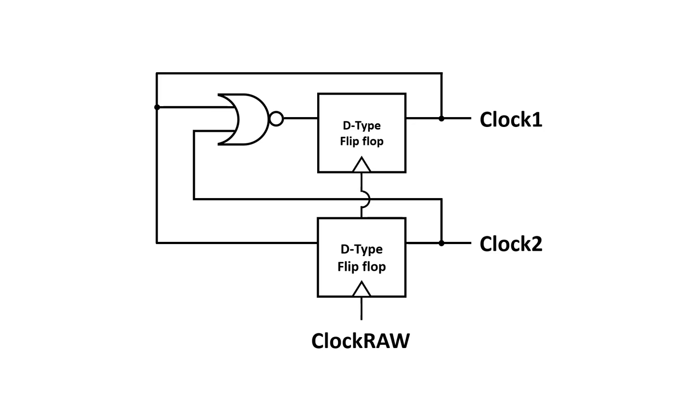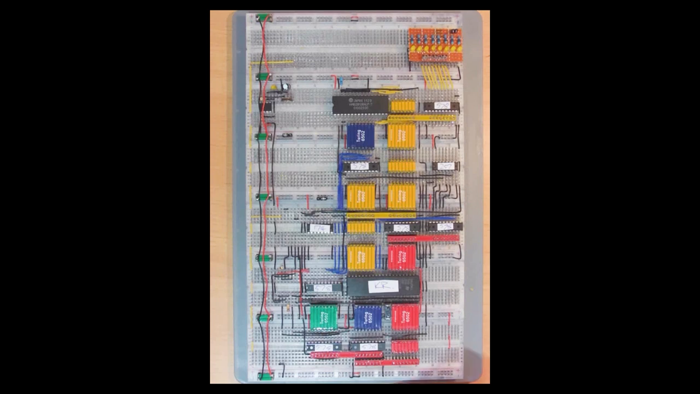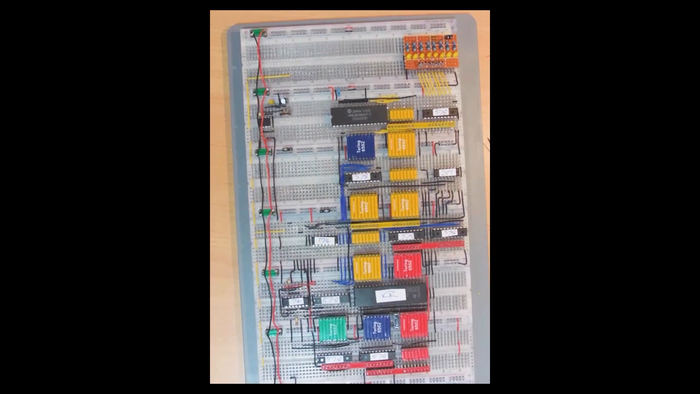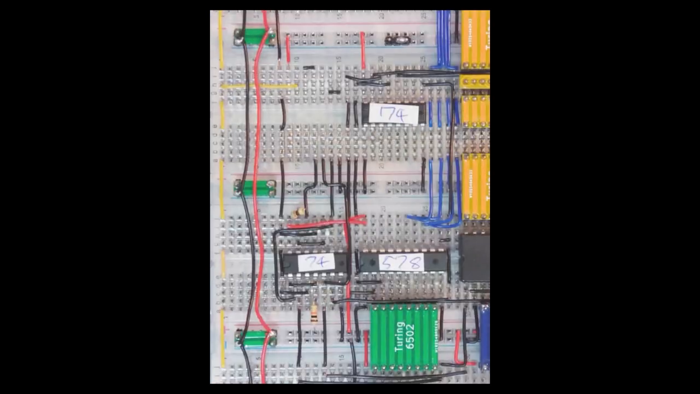This is the circuit I've used to generate the clock. It's just two D-type flip-flops, so I've used a 74HC74. The NOR gate on the upper flip-flop just ensures that clock 1 will be low, following a clock period where either clock 1 or clock 2 is set. Clock 2 is just clock 1 delayed by one clock pulse. Here I'm adding the 74HC74 and the 74HC02 that make up the clock circuit. The precise details are in a schematic, which you can get from a link below.